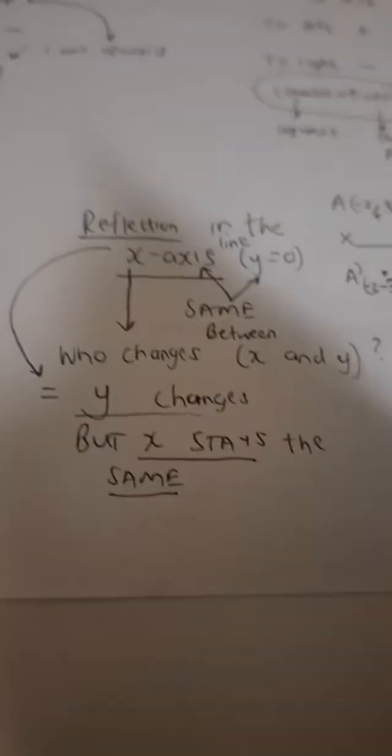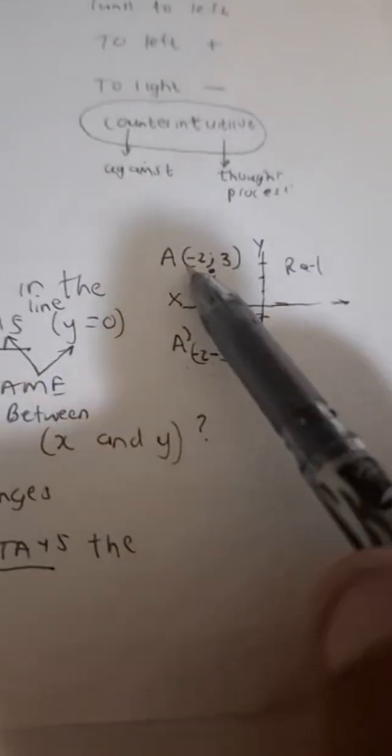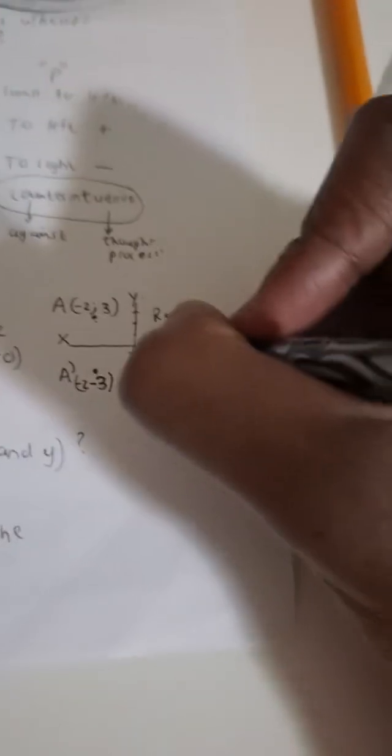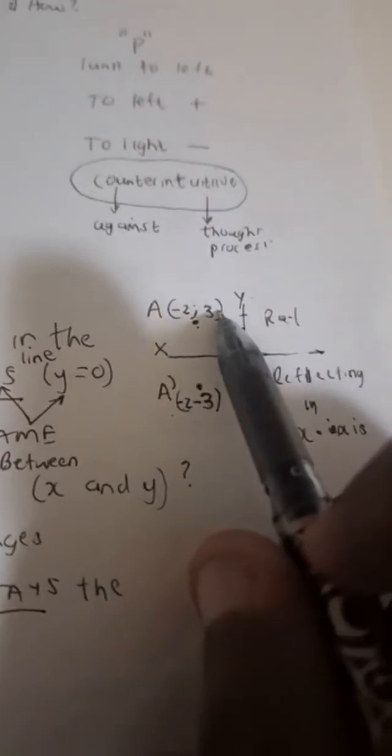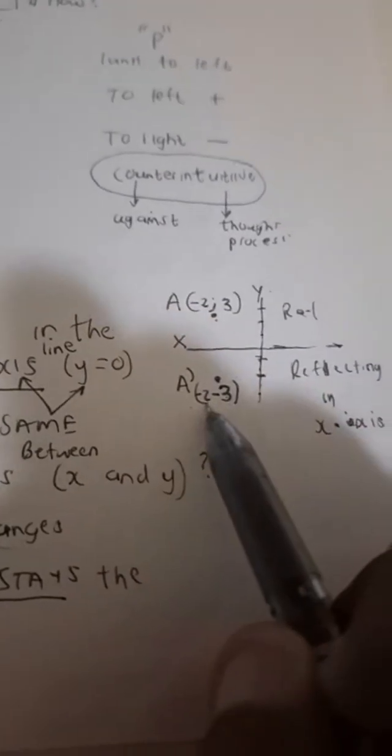So now I hope it makes even more sense if you look at it in light of the coordinates. A was the point. The image of A is formed by reflecting in the x-axis. A was -2 and 3. The image of A will be -2 because x doesn't change, but y will be -3.